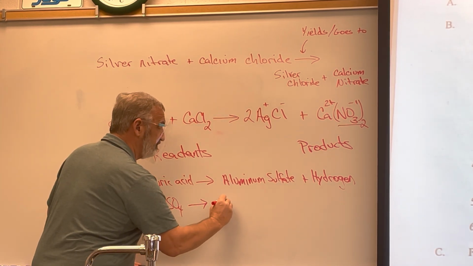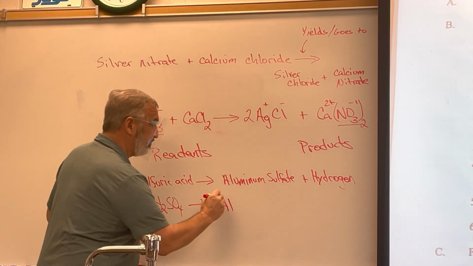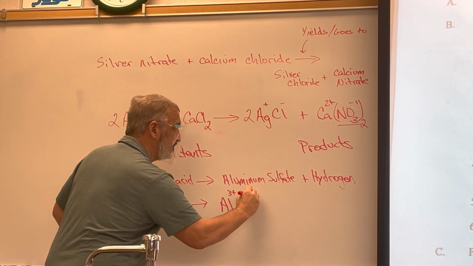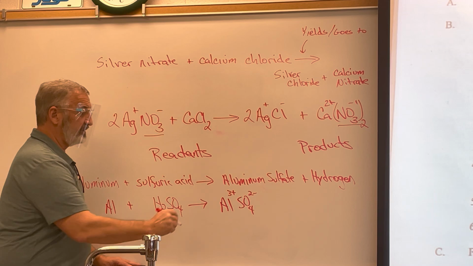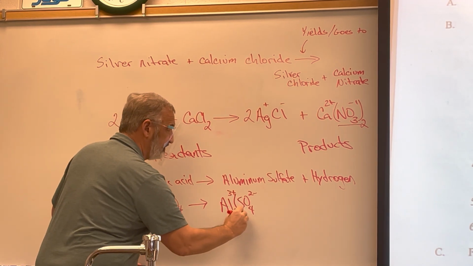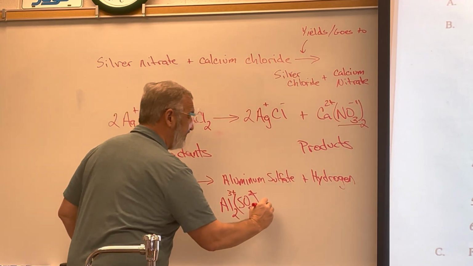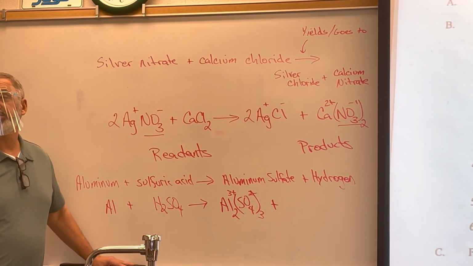So aluminum is what charge? Now it's combined, so it's going to be +3 or 3 plus. Sulfate is SO4 2 minus. Crisscross, so we're going to put a 2 and a 3, right? Plus hydrogen. What's hydrogen going to be? H2.